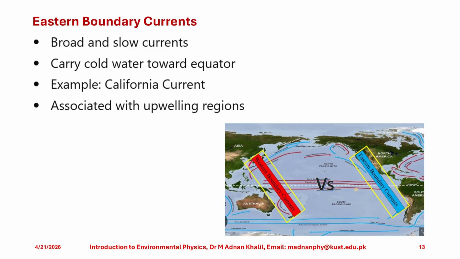These currents carry cold water toward the equator and are often associated with upwelling. So here we see asymmetry in ocean circulation, strong currents on one side, weak on the other.